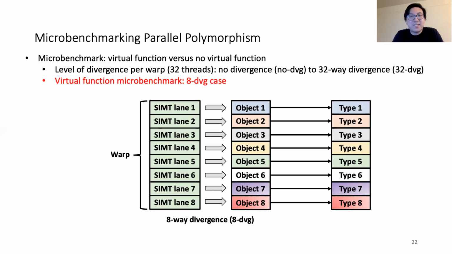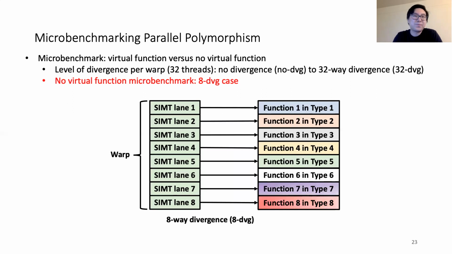Both microbenchmarks can be modified to increase the level of control flow divergence in a warp. In this example, divergence is increased to 8 ways, where there are 8 different types accessed by the same warp. Hence, different virtual functions are called. And the previous 8-way diverged virtual function microbenchmark is compared to an 8-way diverged microbenchmark that uses a switch statement to arbitrate the same control flow pattern to directly call the corresponding function.